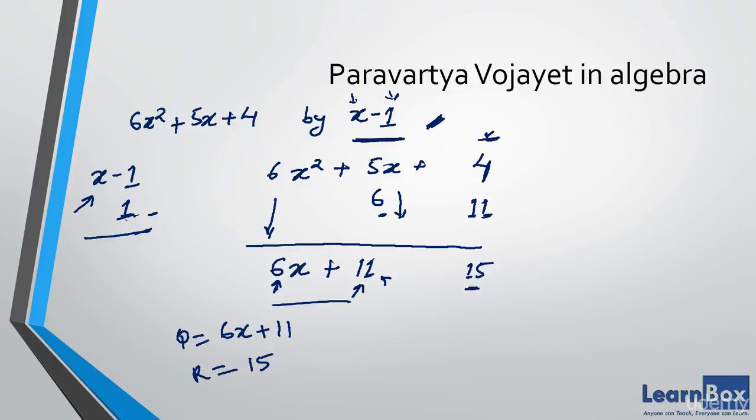So since the dividend is having x square and the divisor is having x, the quotient will also be in terms of x and not x square. So we write x here and 11 here and 15 here. So our answer becomes quotient is equal to 6x plus 11 and remainder is equal to 15. Let's take a few more examples.